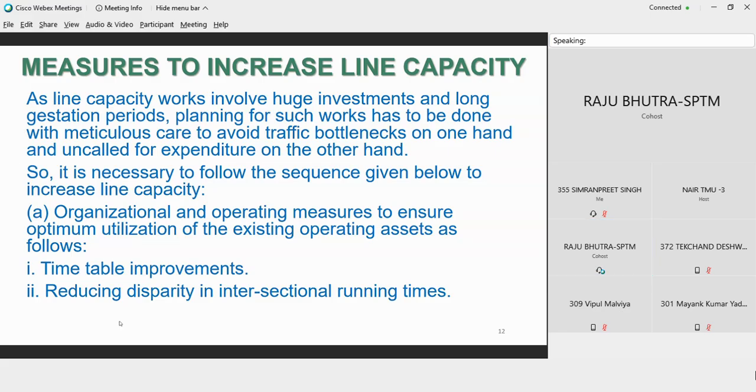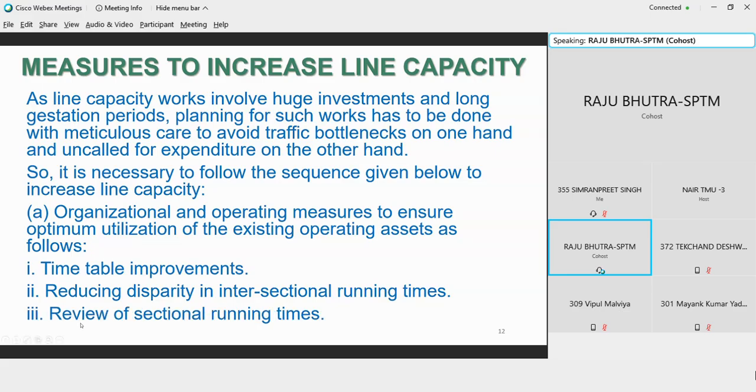Then reducing disparity in intersectional running times. So if there is any disparity in running times, that has to be reduced. Then review of sectional running times. How much time trains are taking in each section has to be reviewed. So if a train is taking more time in a particular section, the reasons have to be looked at. If there is any speed restriction, or if some improvement in track or signaling can be done, that can be thought of.